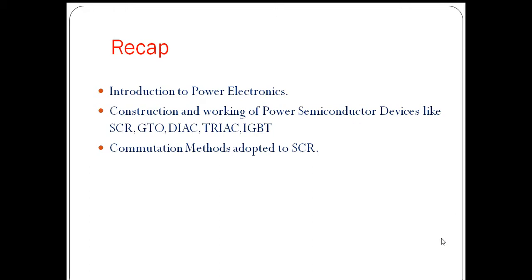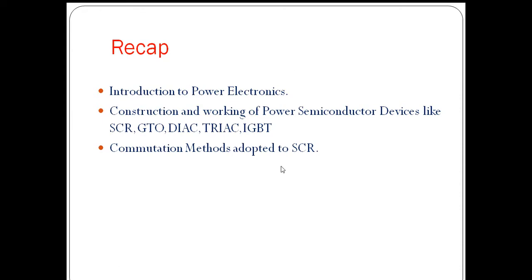Mainly, the commutation methods are used to turn off the SCR. Turn off means to make the thyristor off, that is, bringing the thyristor from forward conduction state to forward blocking state. So we are bringing the anode current of the thyristor down, reducing it to below the holding current. That is called a commutation process.